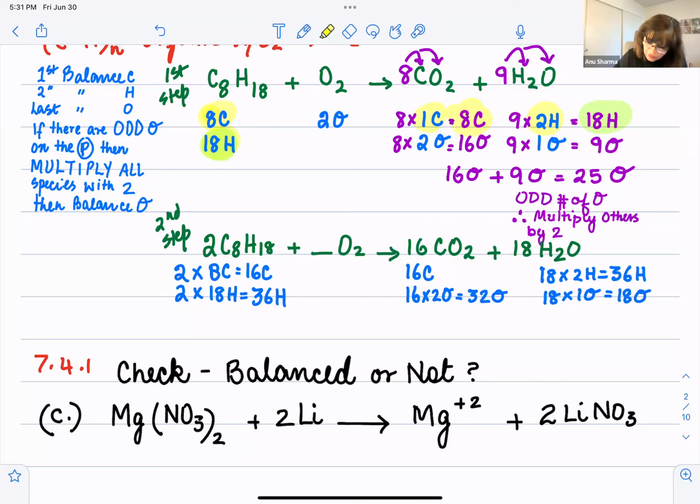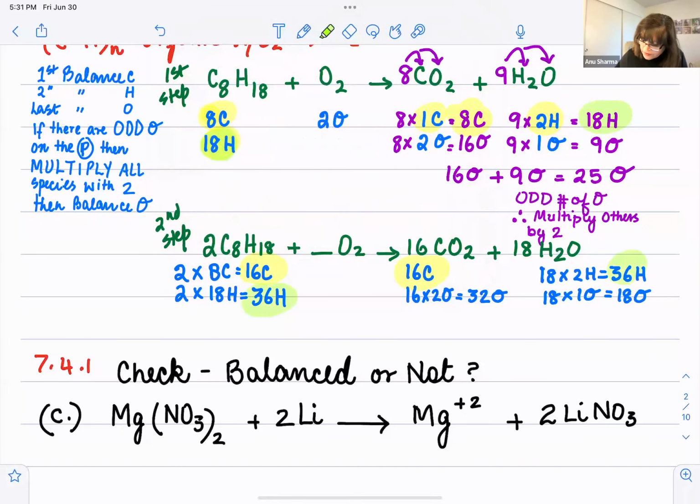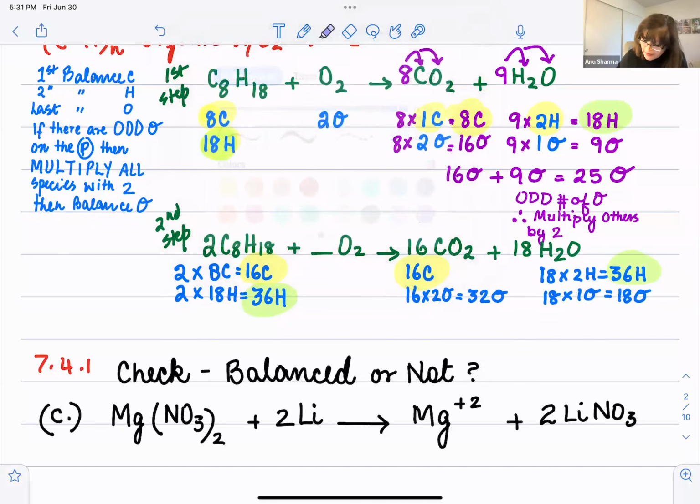So you see here what is balanced. 16 carbons and 16 carbons are balanced. And 36 hydrogens and 36 hydrogens are balanced. What is not balanced is the oxygen. There are 32 oxygens here and 16 oxygens here.